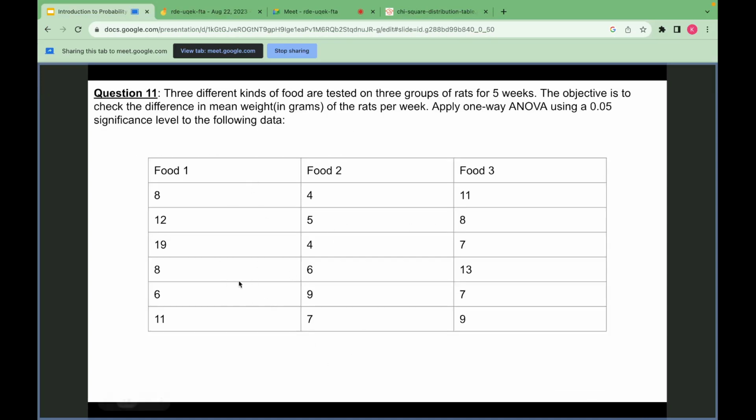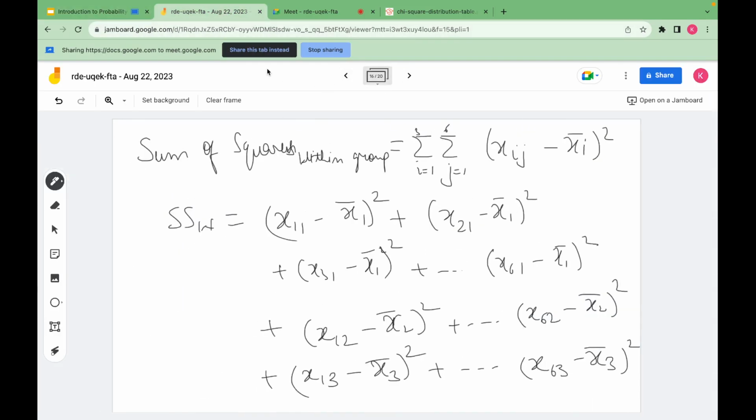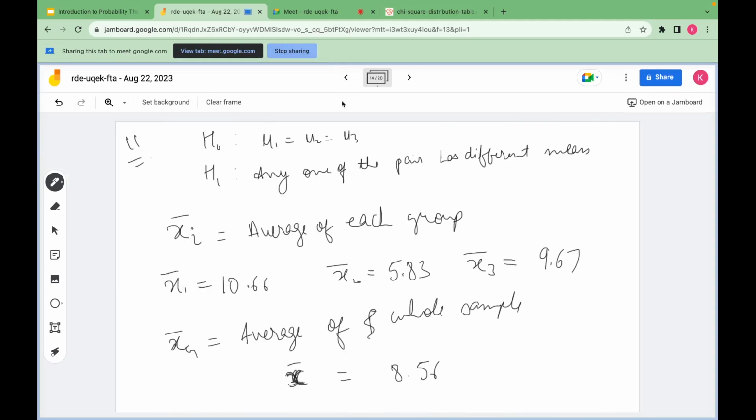Which means that these different populations have different means. They do not have equal means, they have significantly different means. Because we considered H naught, that all these mu's are equal for all the different populations, but we rejected our null hypothesis, which means that H1 is significantly correct, which is that any one of the pairs has different means.